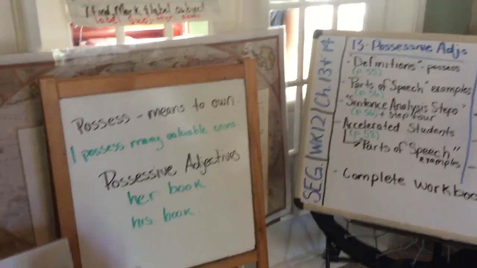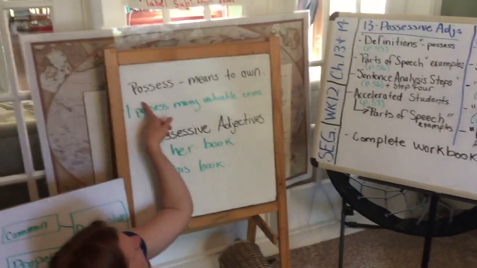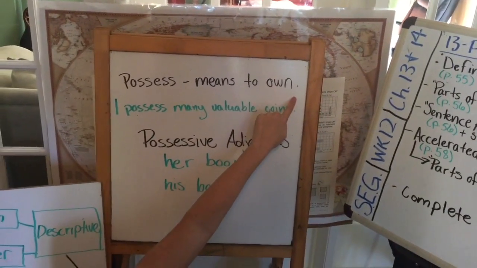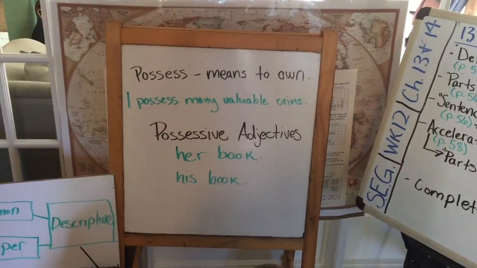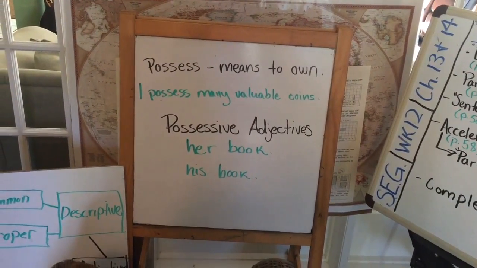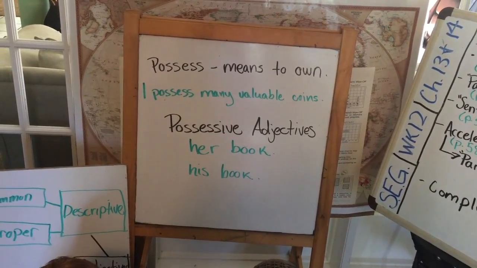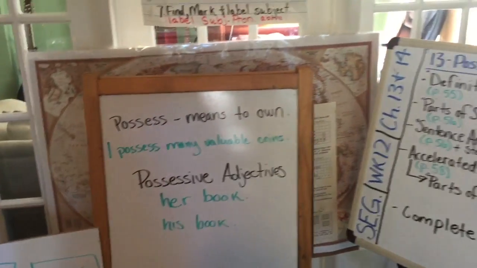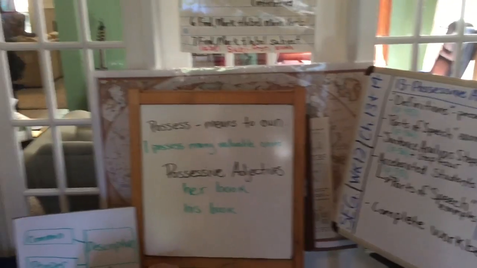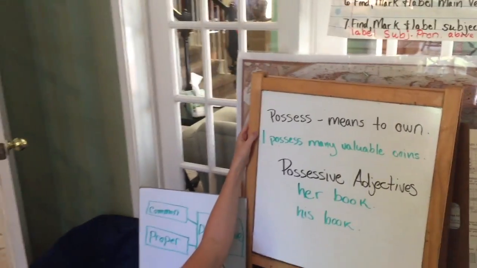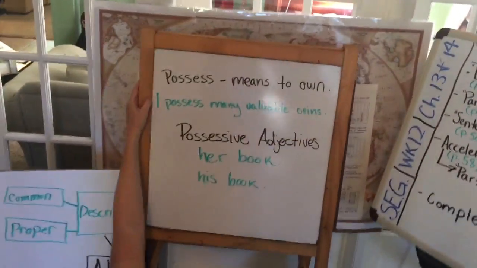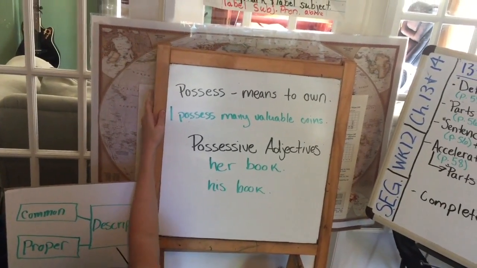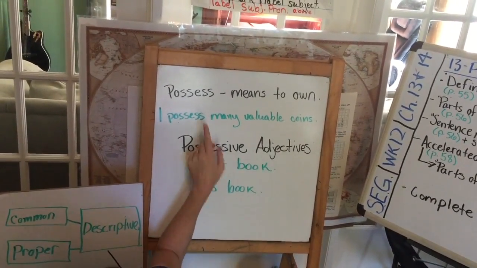All right. Write down this: possess. Possess means to own. Write that on a new page of your definitions tab. And then you can write this example: I possess many valuable coins. Jack, you try it. I possess many valuable coins.